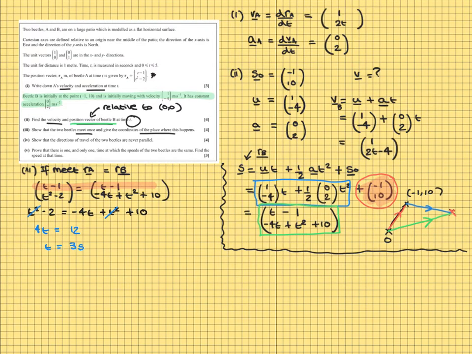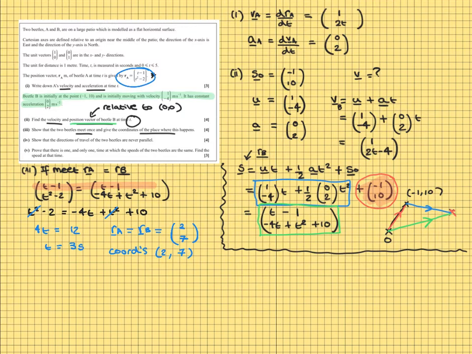Now to find out the position, we need to substitute into either RA or RB. RA is actually a slightly simpler formula, so I'll substitute back into the result for RA. So that gives me 2 and 7. Now it does ask for the coordinates. So let's make sure we provide a coordinate (2, 7).